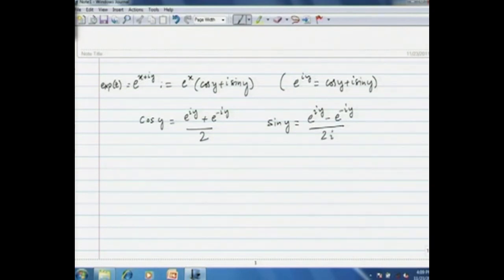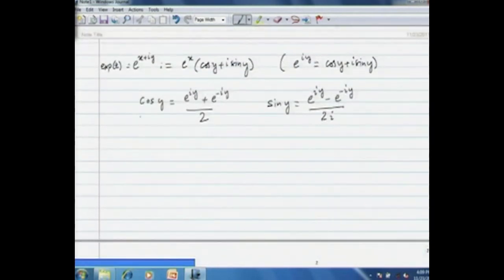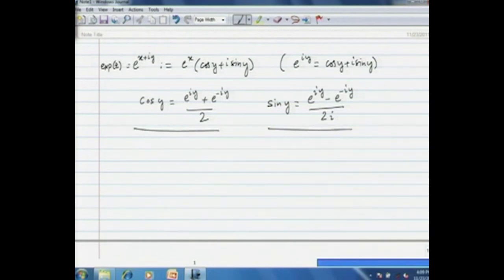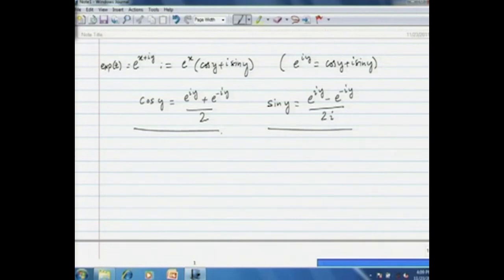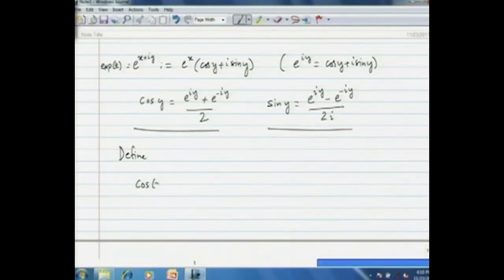Notice that the left hand side of either of these equations are the real cosine and sine functions, functions of real numbers y. Owing to these two equations, we define the cosine and sine functions for a complex number z as follows. Define cosine of a complex number z as, the colon means that the left hand side is being defined, cosine z is defined as e power i z plus e power minus i z by 2, and sine z is defined as e power i z minus e power minus i z by 2i.